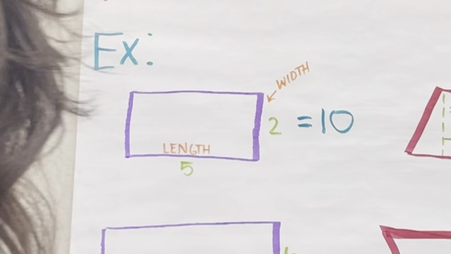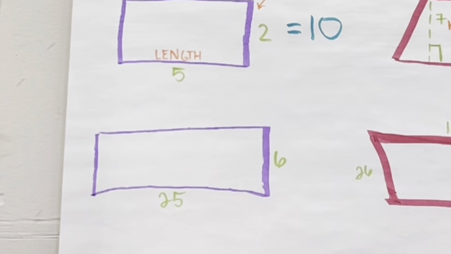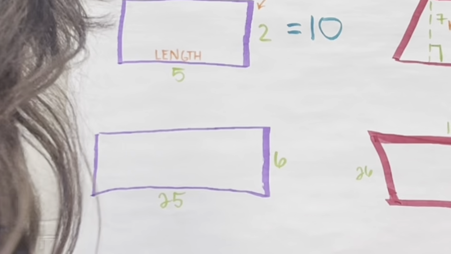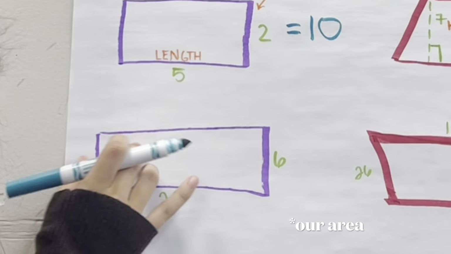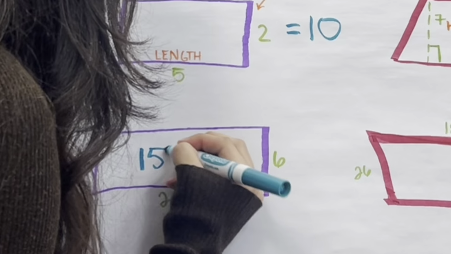Now, let's go ahead and dive into our next example. So if we were to multiply our length times our base, which is 6 and 25, we would get 150. So our answer to fill up this whole space would be 150.